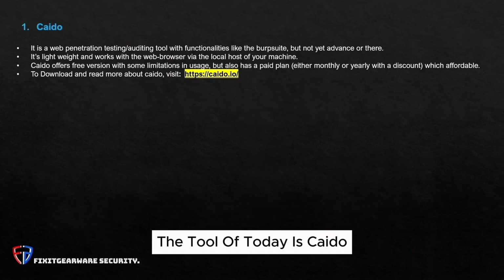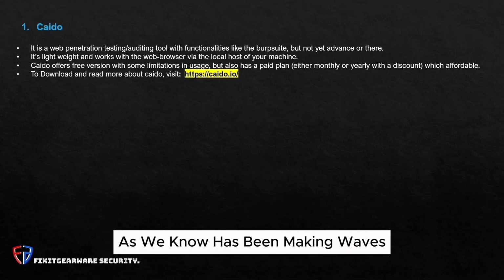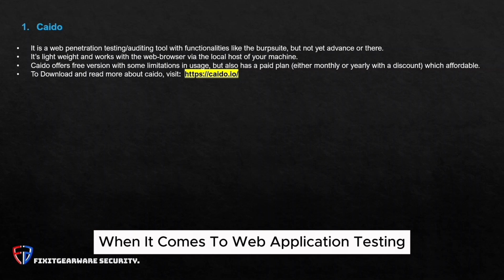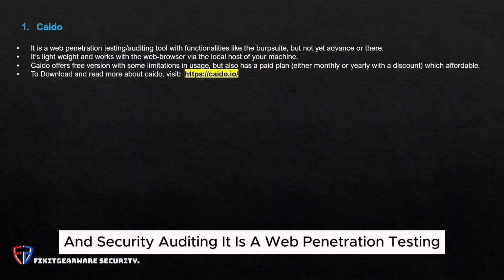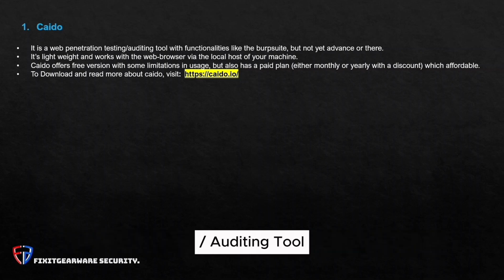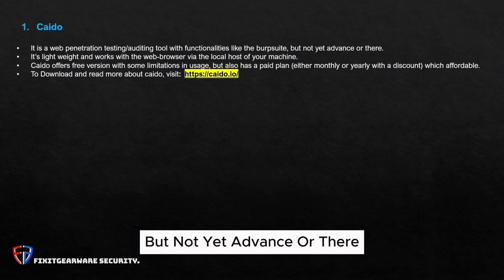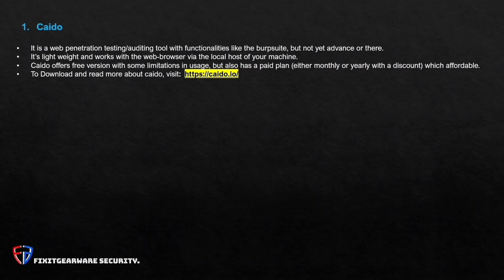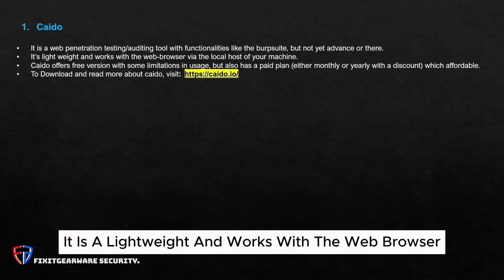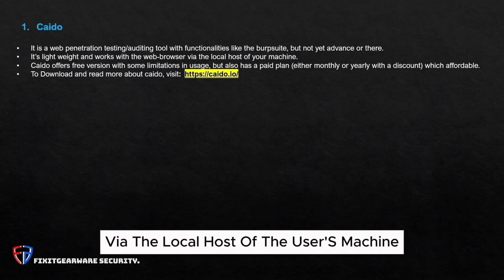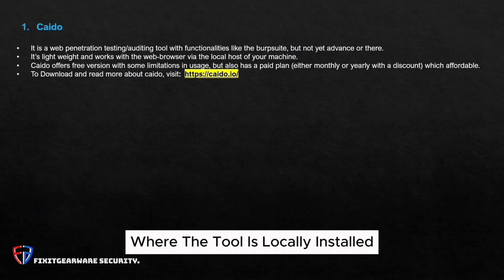The tool of today is Kaido. Kaido, as we know, has been making waves when it comes to web application testing and security auditing. It is a web penetration testing and auditing tool with functionalities like Burp Suite, but not yet as advanced. It is lightweight and works with the web browser via the localhost of the user's machine where the tool is locally installed.